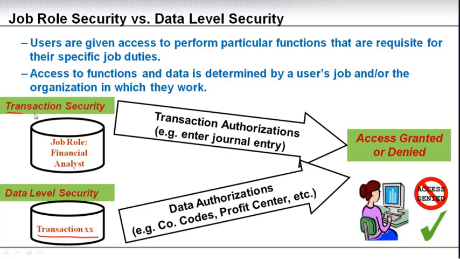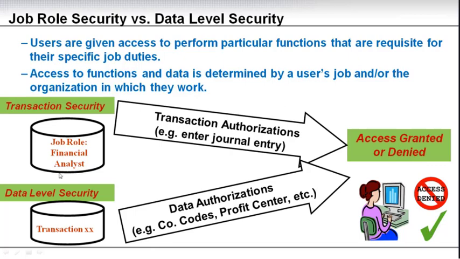Now when we talk about transaction security, we are talking about the job roles. In this case it's a financial analyst. This is the transaction security level: all financial analysts will be able to do this. As you see here on the arrows, for transaction authorization, for instance a journal entry, the financial analyst will be allowed to perform that. And the data authorization is that this journal entry is allowed to be performed on this particular company code, this profit center, etc., whatever the KDS element is. Based on these two things, the user will either get an access denied or an access granted.